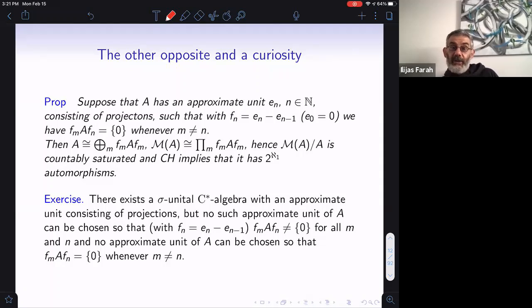And I should say, I'll be coming back to this today. We don't know for what coronas of sigma-unital algebras we can have non-trivial automorphisms. But at this stage, I didn't even tell you what non-trivial automorphism should mean, and I just wanted to spend some time working that out. Any questions?